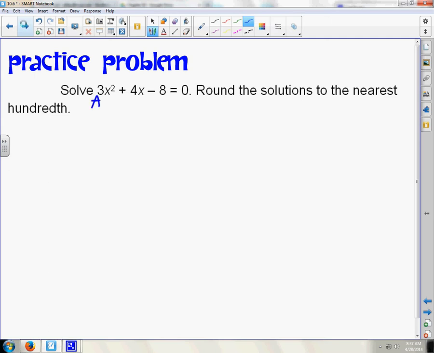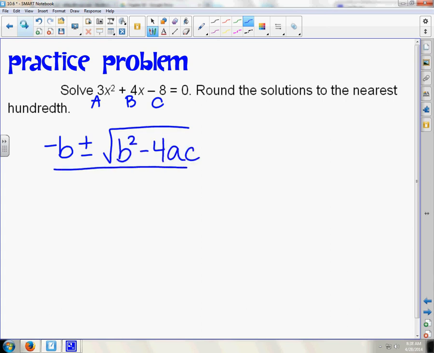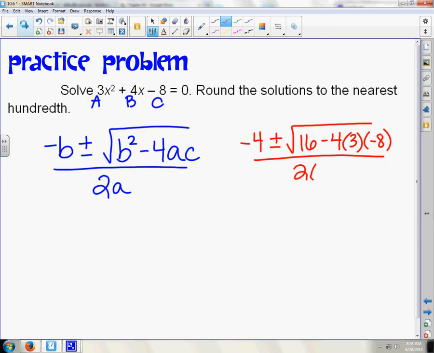Okay, so I have A, B, and C. So negative b plus or minus the square root of b squared minus 4ac all over 2a. So negative b is negative 4 plus or minus the square root of 4 squared is 16 minus 4 times 3 times negative 8, all over 2 times 3.